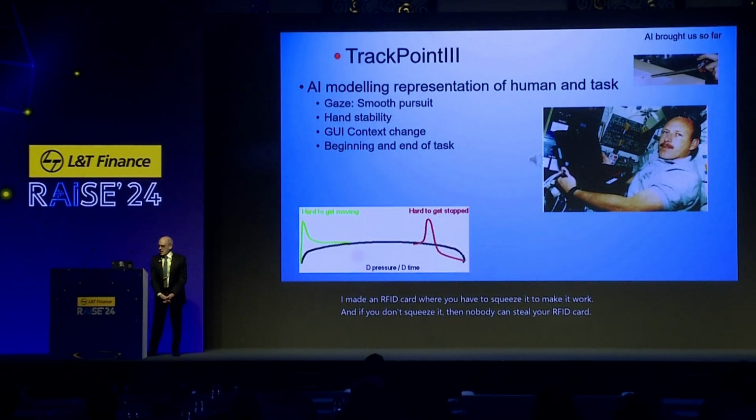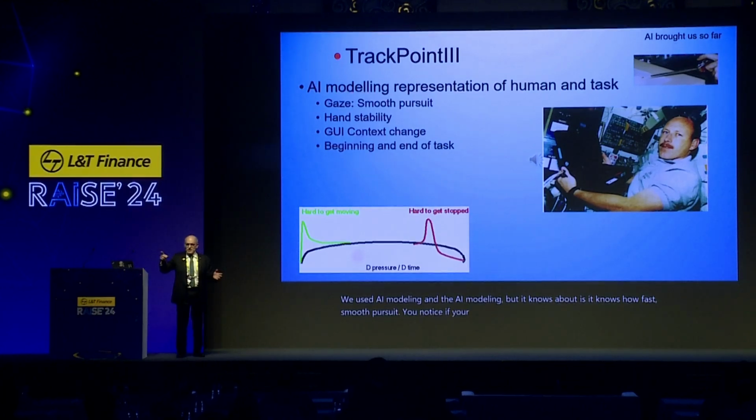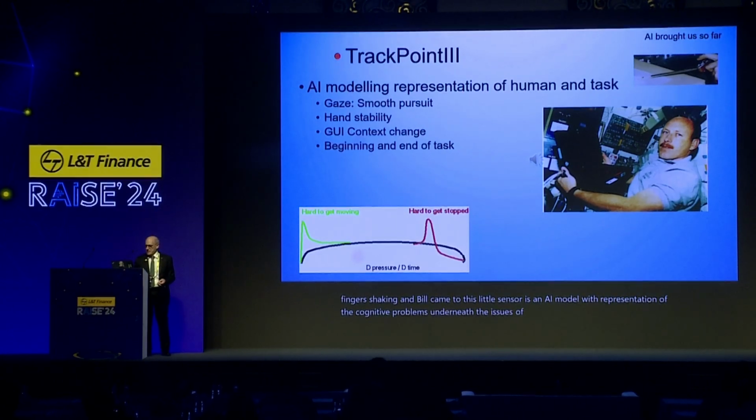Anyway, I often talk about this example of TrackPoint, which is that we used AI modeling. And the AI modeling knows how fast your eye can move. Smooth pursuit. It knows if your eye's going faster, ballistic. It knows that your finger is shaking. And built into this little sensor is an AI model with representation of the cognitive problems underneath the issues of making a pointing device happen. And so it was 20% faster.